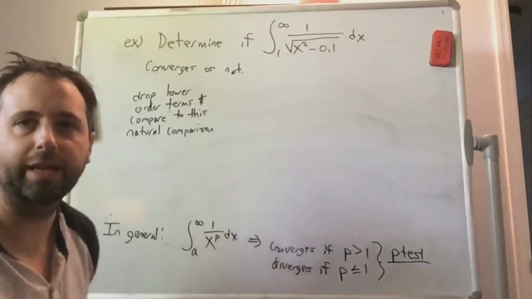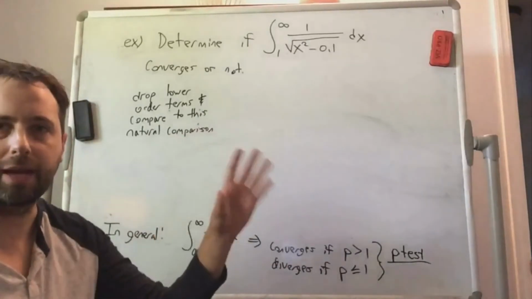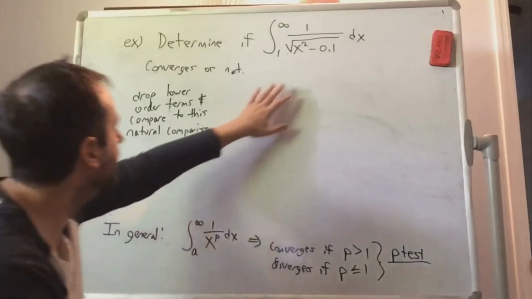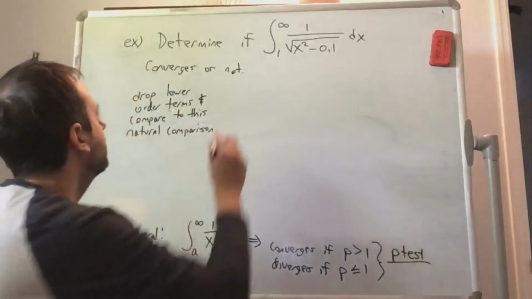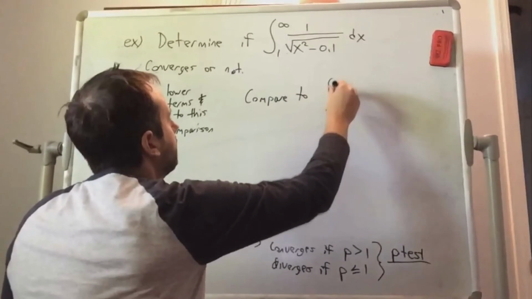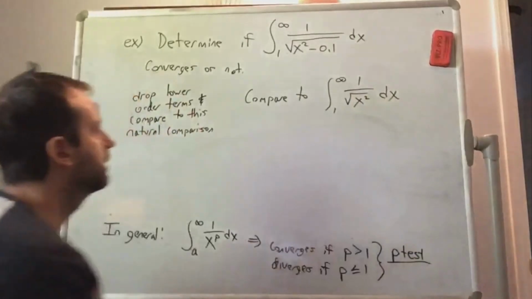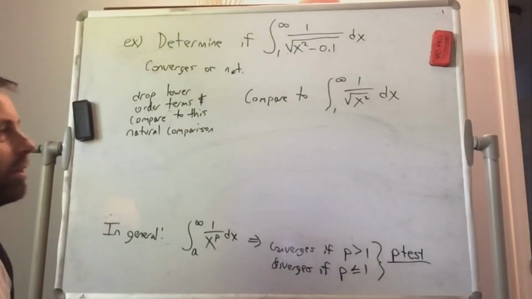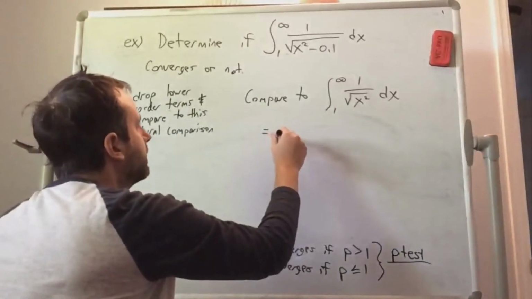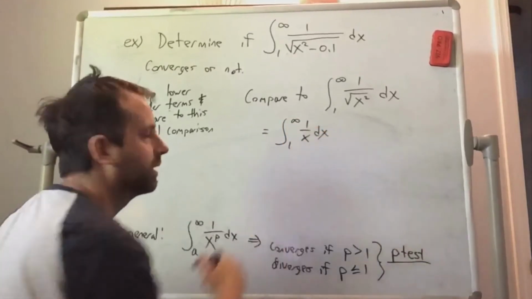The last problem we did didn't really have a natural comparison. It was sine over x squared. There were no lower order terms. The highest order term in the numerator was the numerator. Same with the denominator, so we have to be a little more creative. Here, the lower order term is the 0.01. So I'm going to compare to the integral from 1 to infinity of 1 over root x squared dx, and that should behave the same way as the original. You can see that this is equal to the integral from 1 to infinity of just 1 over x dx.